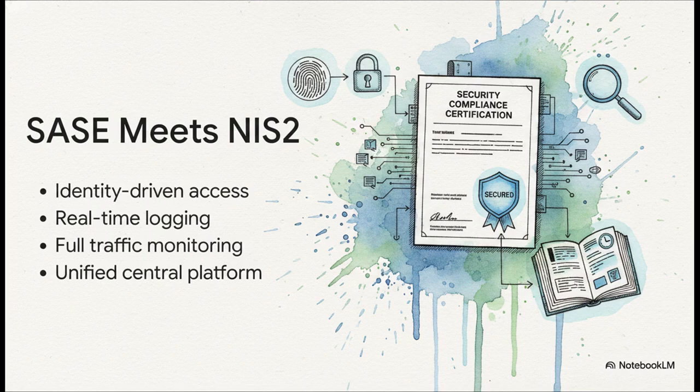Here is exactly where SASE shines for organizations. SASE actively helps you meet these tough NIS2 requirements. The directive demands controlled access and traceability, while SASE provides identity-driven access through ZTNA and real-time logging. The directive demands visibility and rapid response. SASE gives you full traffic monitoring via cloud POPs and a unified central platform to manage it all. It's just an incredibly powerful tool for hitting those compliance marks.